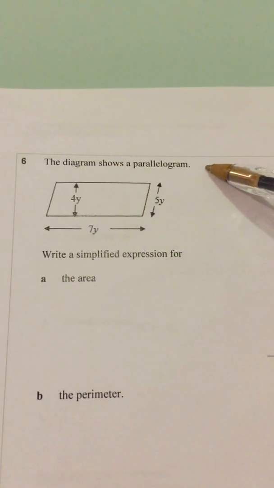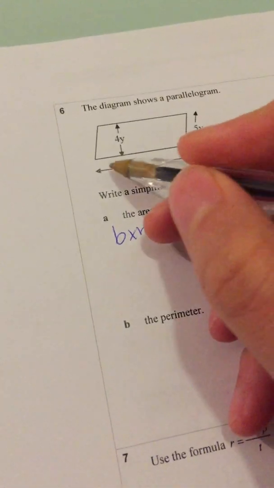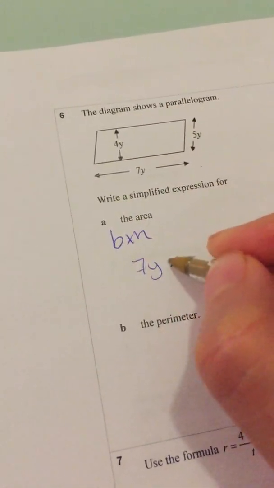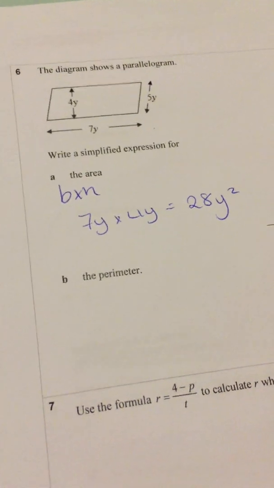Right, this diagram shows a parallelogram. Write a simplified expression for the area. Area of a parallelogram is base times height. My base is 7y, my height is 4y, so it's 7y times 4y. 7 times 4 is 28. y times y is y squared.